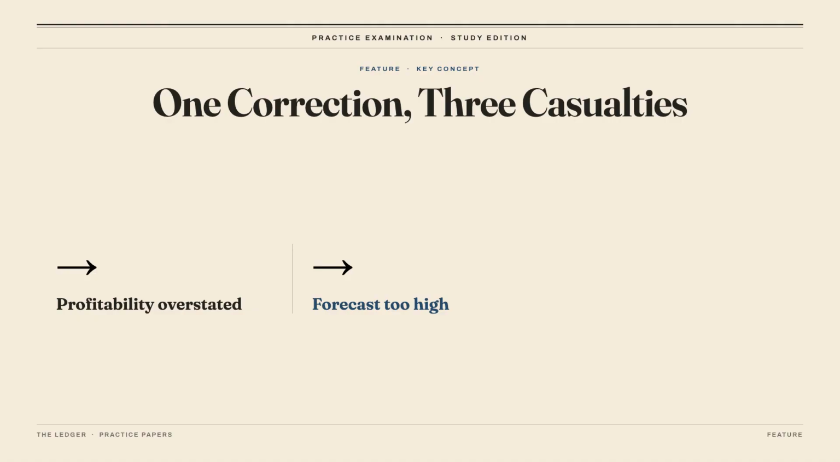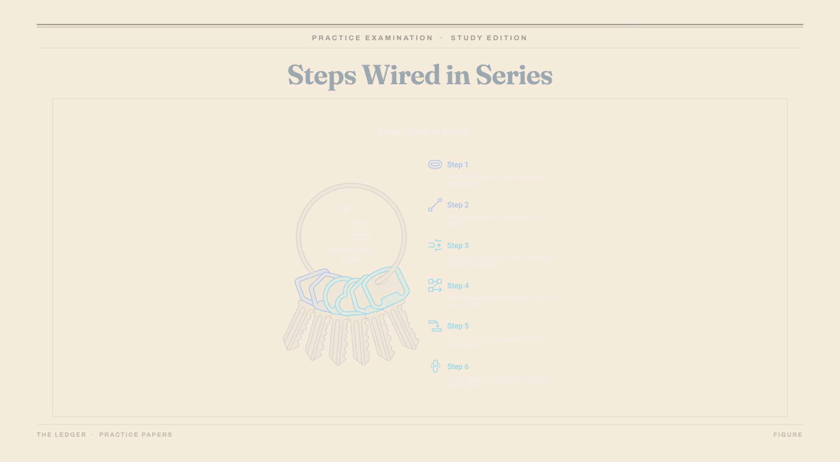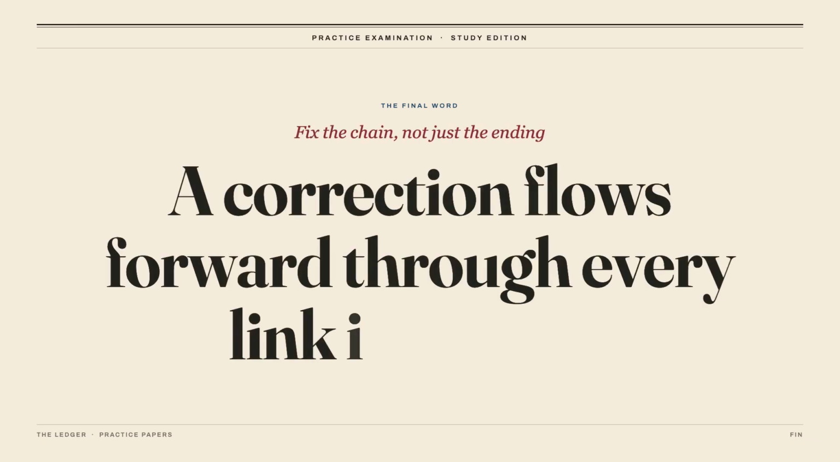The forecast extended from that profitability is now too high, and the valuation resting on that forecast is now wrong. Picture the 6 steps not as separate boxes, but as links wired in series. A revision to an early finding is a change to an input that every later step already consumed, forcing each of them to be redone. Fixing only the final valuation, or trusting market efficiency to smooth things over, leaves a chain broken everywhere except its last link. The correction has to travel by hand through profitability, the forecast, and finally the value.